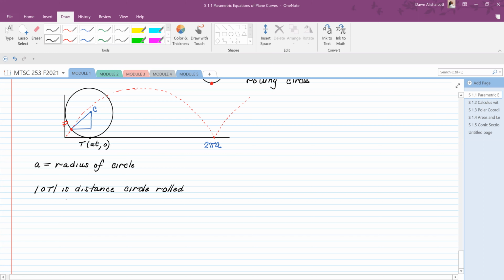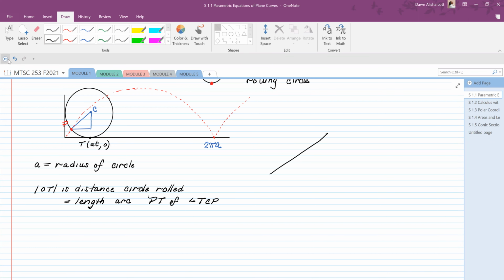All right, and that's going to be the length of the arc PT of the angle TCP. All right, so here's T and here's C and there's P, okay? So I'm going to draw this over here on the side. So let me draw over here on the side. So I have a line here.